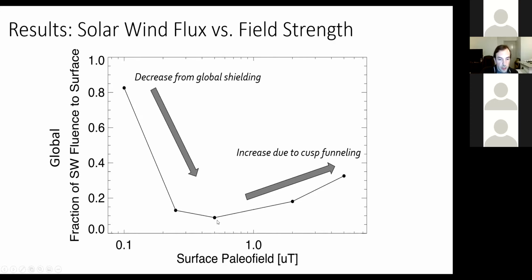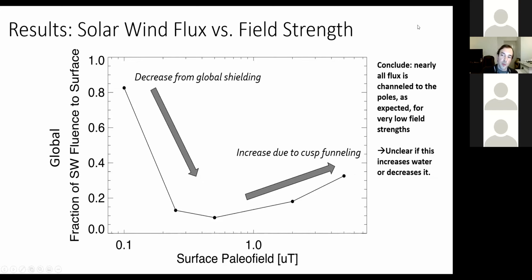It's only really in this one area where you have almost no solar wind flux at all. And this is at 5 microtesla out here, where you have this increase. And presumably, I don't know where it stops. We didn't go any higher. So we conclude that a lot of flux is channeled to the poles.